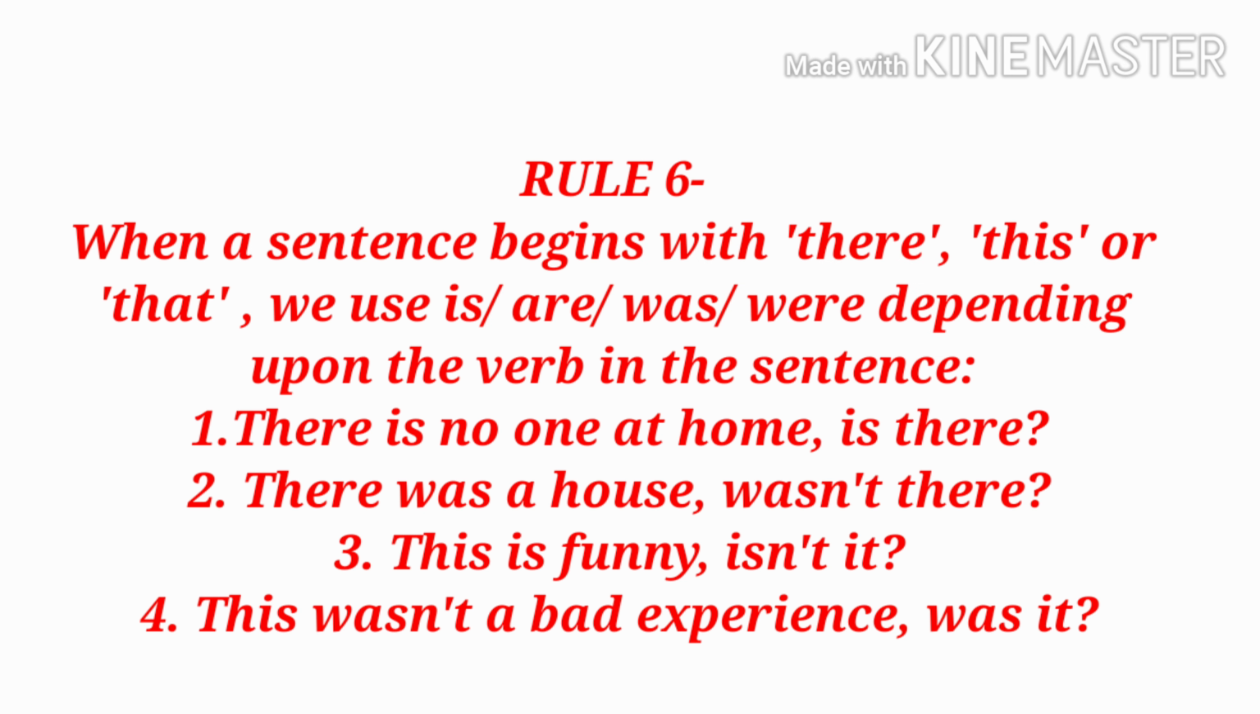Now this brings us to the last rule. When a sentence begins with there, this or that, we use is, are, was or were depending upon the verb in the sentence. The examples will make it clear. There is no one at home. Is there? Students, look at the sentence. This sentence starts with the word there. So, we will just look at the verb. The verb is. So, the question tag will become is there.